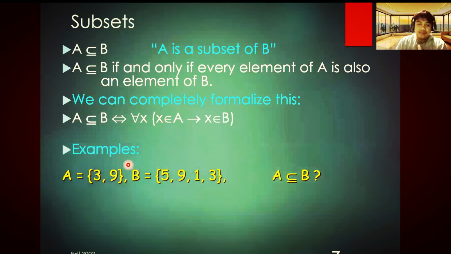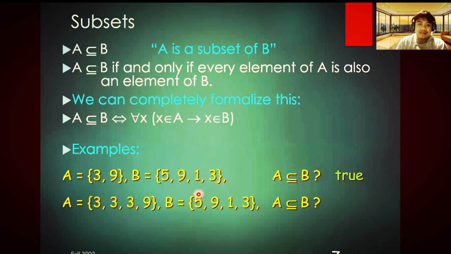We have here example. So dapat daw lahat ng elements na A ay nasa B para masabi natin na si set A is a subset of B. So we have 3 and 9, or A contains 3 and 9, and we have B contains 5, 9, 1, and 3. So as you can see, yung 3 and 9 is makikita natin dito sa set B. That's why A is a subset of B.